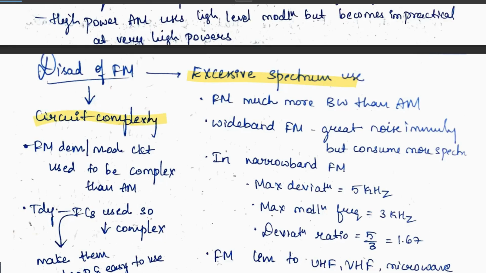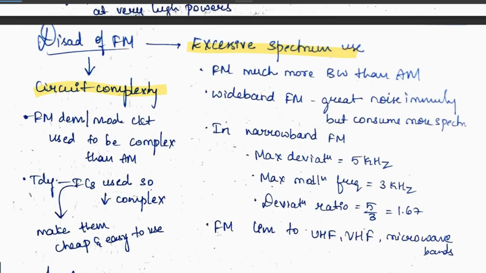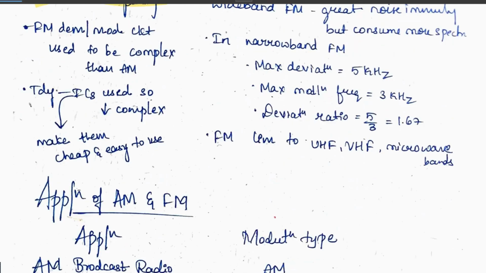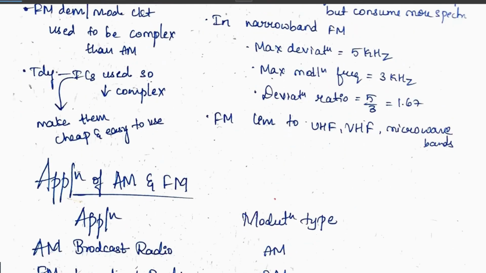Second thing is that circuit complexity is more. Frequency modulation and demodulation circuits used to be more complex than AM. Today we have ICs that do this, which make them cheap and easy to use. In narrow band, the maximum deviation is 5 kilohertz and the maximum modulation frequency is 3 kilohertz, so our deviation ratio will be 5/3, that is 1.67. FM is limited to UHF, VHF and the microwave bands.